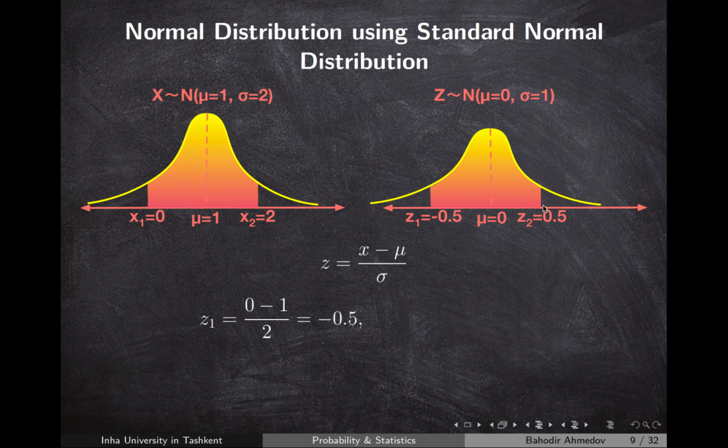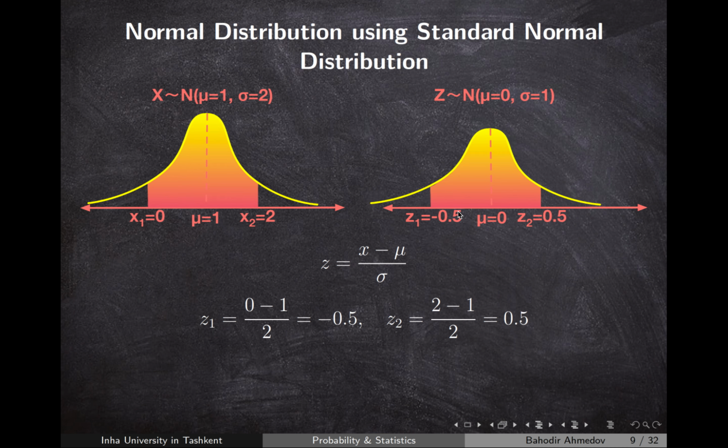So in order to calculate the standard score of x2, I'm going to subtract the mean from this value and divide this by the sigma of this distribution, and it is going to be 0.5. This is going to be the standard score of x2. So the area under the standard normal distribution curve between minus 0.5 and 0.5 is going to be the same as the area under the normal distribution curve between 0 and 2. So the general idea of calculating the areas under the normal distribution curve would be to find the standard scores of the points and evaluate this area under the standard normal distribution curve.